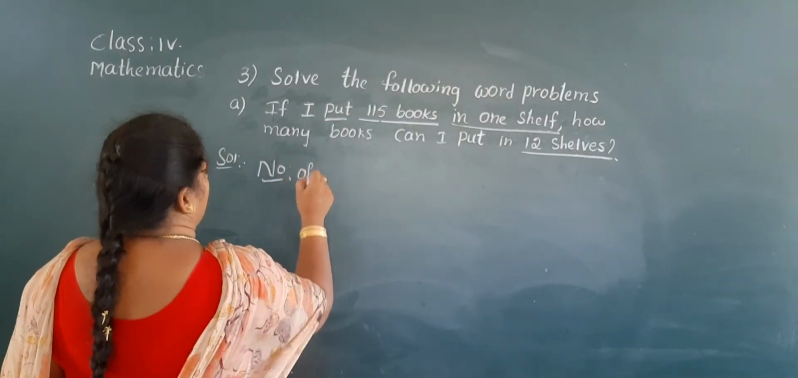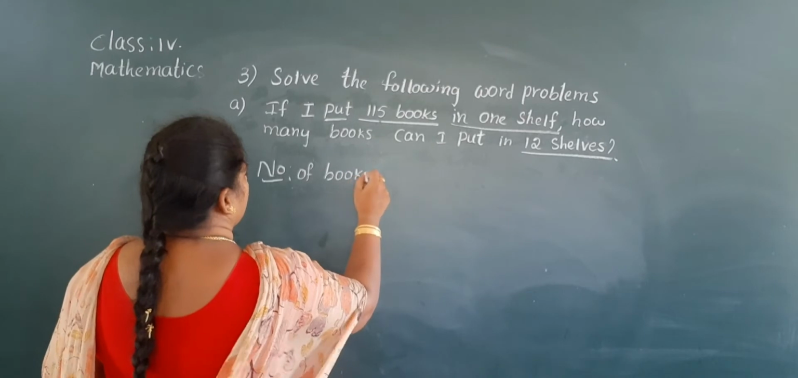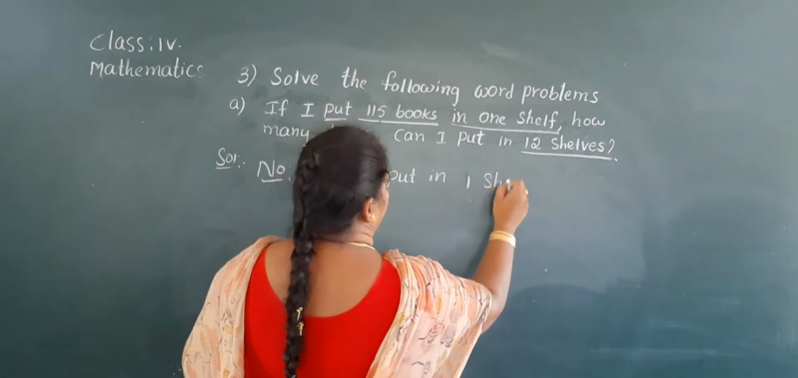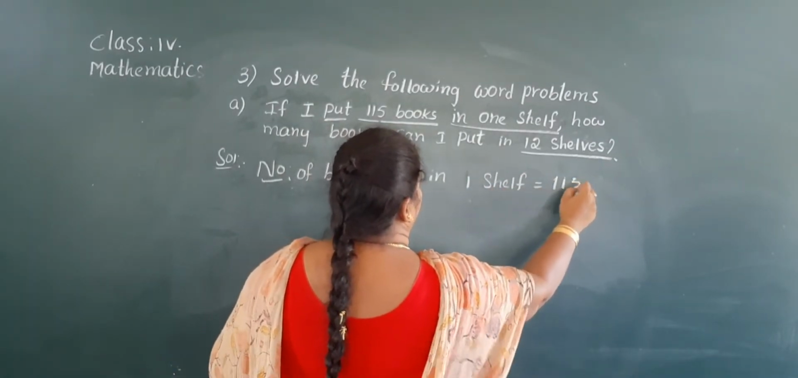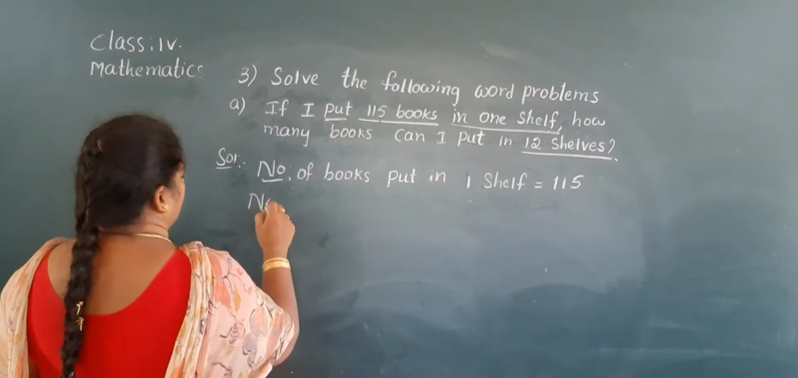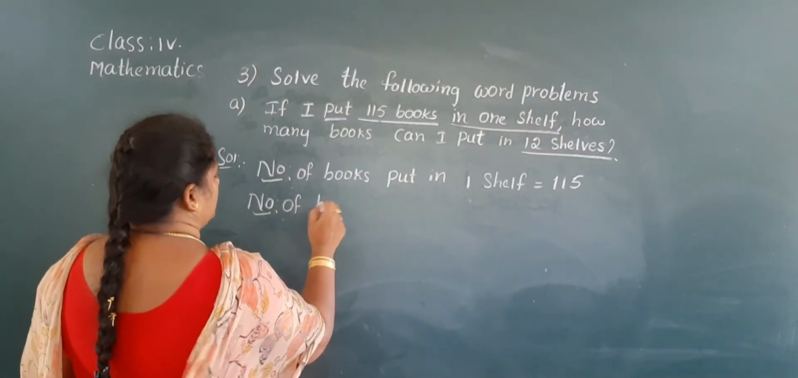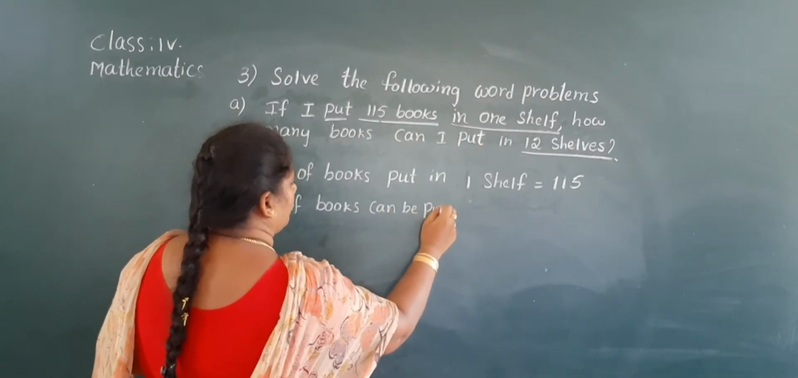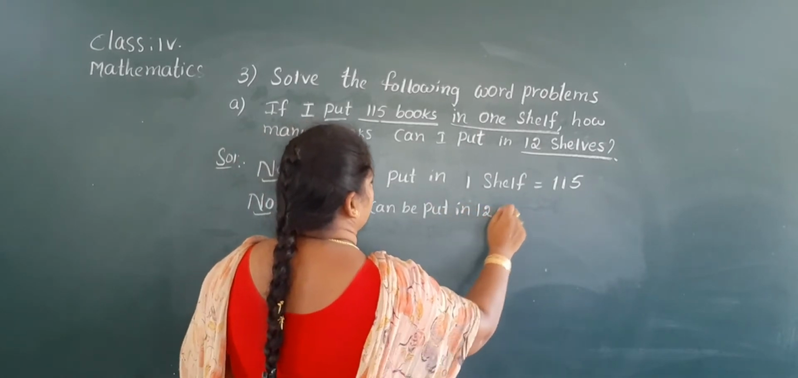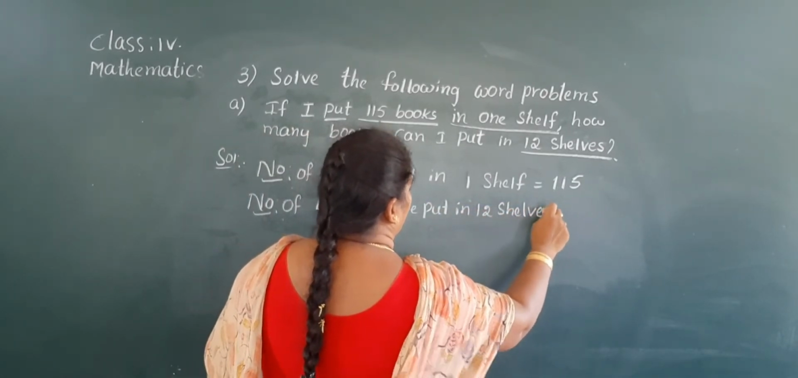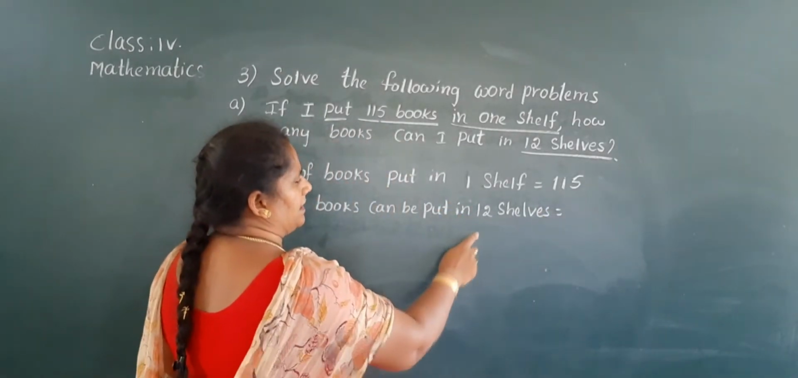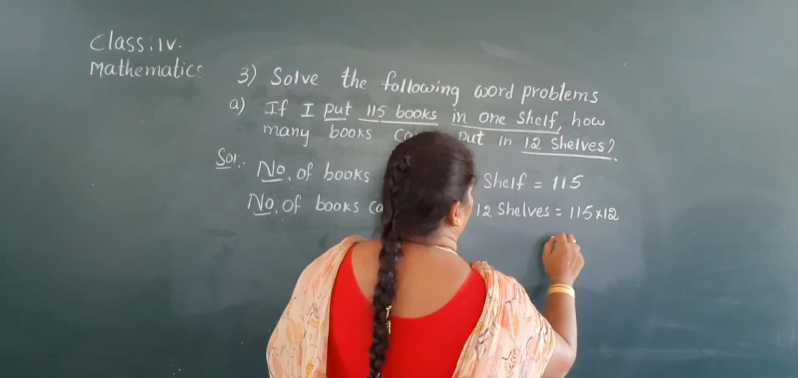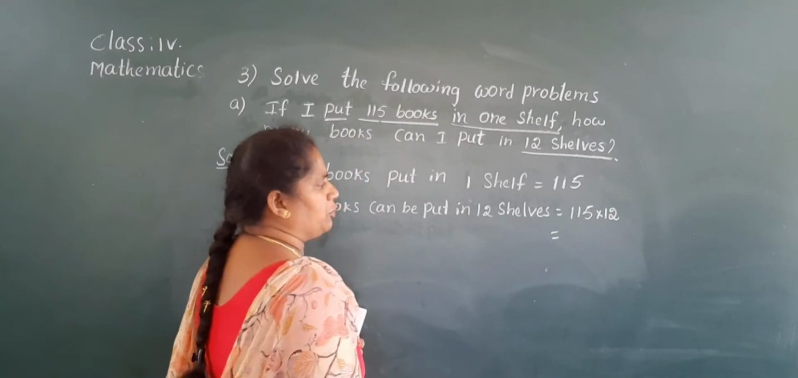Yes, first one, number of books put in one shelf. One shelf equal to 115. Next, number of books can be put in 12 shelves. So one is given and asking number of, so you do multiplication. 115 into 12. Come on, tell me 115 into 12.